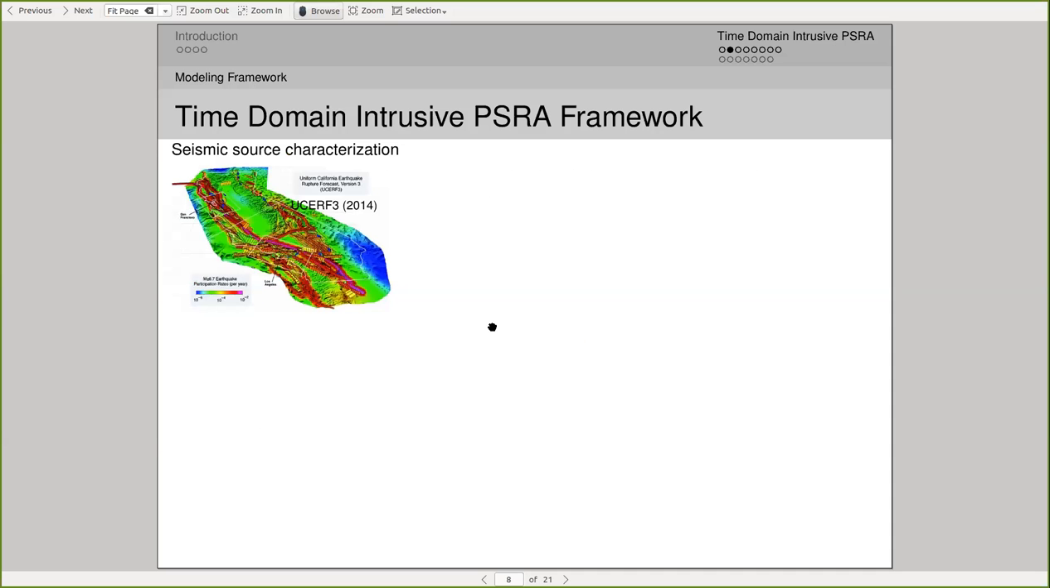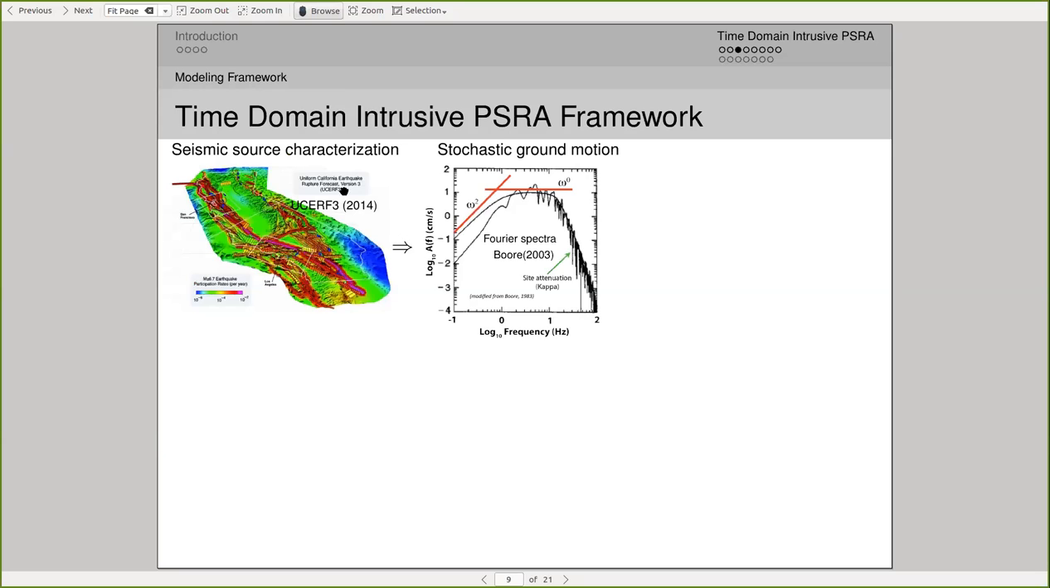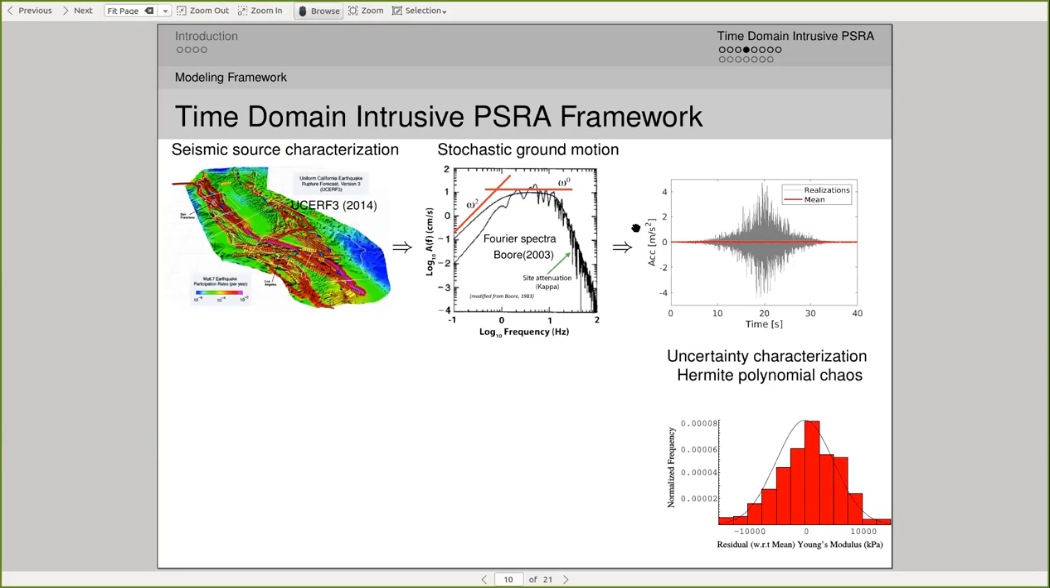And so this is our framework. So we will again start with the standard seismic source characterization part, but then for each of these characterized seismic scenarios, instead of going to GMPE of the chosen intensity measure, we go to the stochastic modeling of the underlying Fourier amplitude spectrum and the Fourier phase spectrum. And from that, we can use inverse Fourier synthesis to get the time domain uncertain motions.